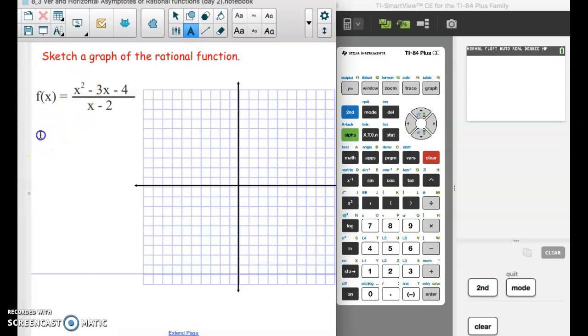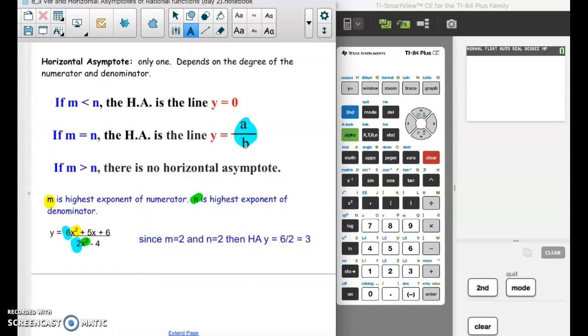Looking at this, if we're checking for horizontal asymptote, we have m is greater than n because m is 2 and n is 1. So the horizontal asymptote, if we use our rules, m is greater than n, no horizontal asymptote.